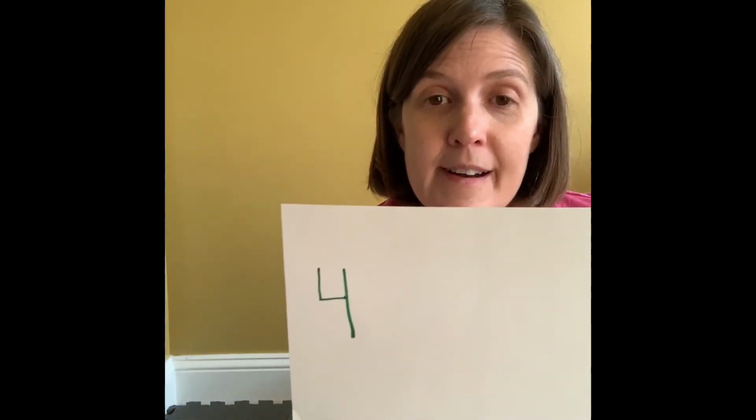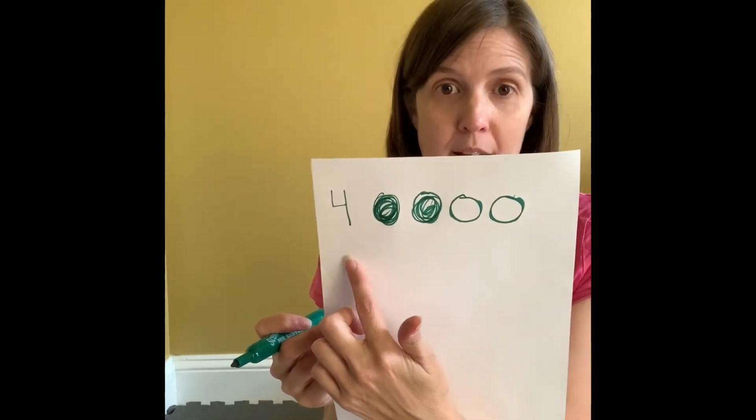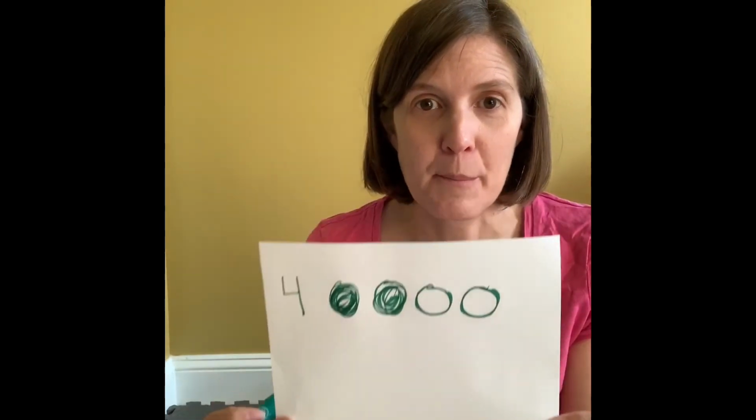What number did I write? I wrote number 4. Now I don't have any apples to color, do I? But what shape are apples? Apples are like circles. So if you wrote, or your grown-up wrote, number 4, just do 1, 2, 3, 4 circles for your apples. And you can color in your 4 apples then too. And if you want to do more, then do another. Have a grown-up write another number, and do more. And see how many different numbers you can do.